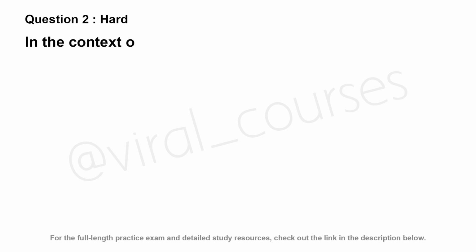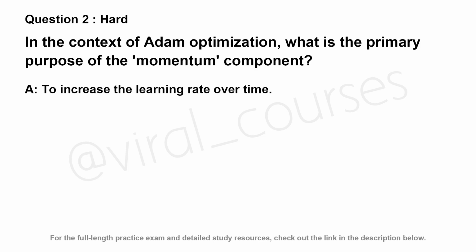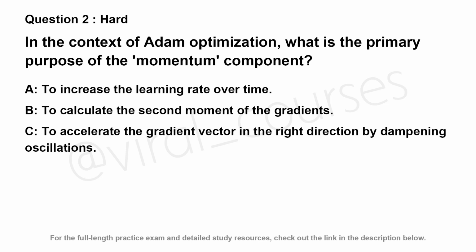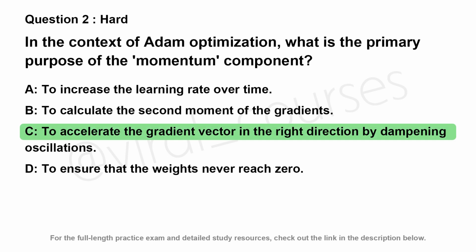In the context of Adam optimization, what is the primary purpose of the momentum component? Option A, to increase the learning rate over time. Option B, to calculate the second moment of the gradients. Option C, to accelerate the gradient vector in the right direction by dampening oscillations. Option D, to ensure that the weights never reach 0. The correct answer is C.